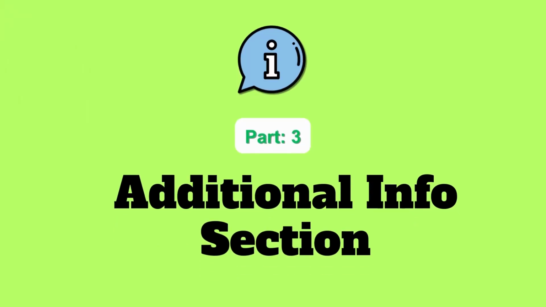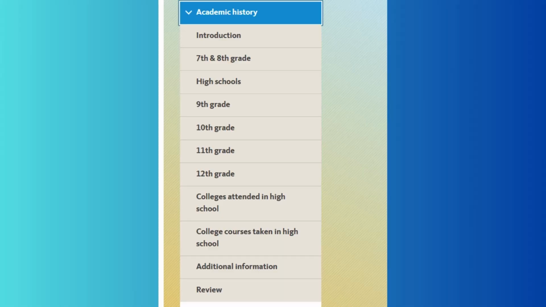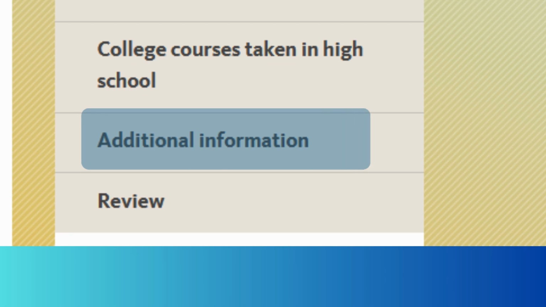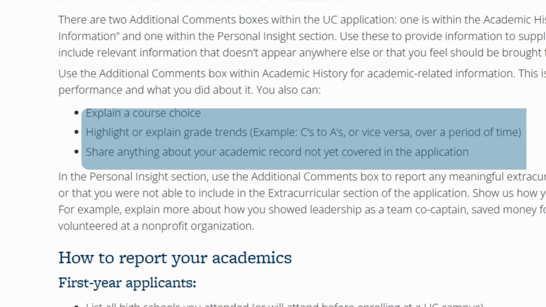Last but not least is your additional information section. In the UC application, there are 2 additional information sections right after the grades and right after you write your essay. The one right after your grades is the part where you should write about like class conflicts, or if you failed a class because you were absent for half a semester, you can talk about that.